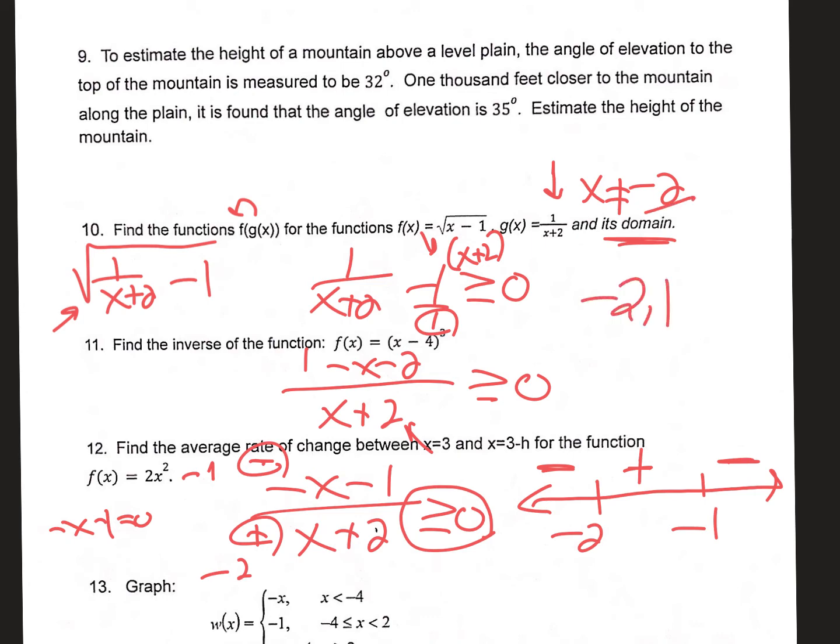But don't forget this, it can't equal negative 2, so I'm going to put a parenthesis with the negative 2. It's okay to equal 1 because there's nothing against the 1. So there you go, another doozy.